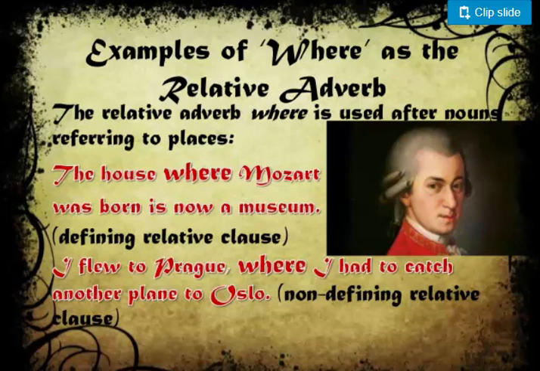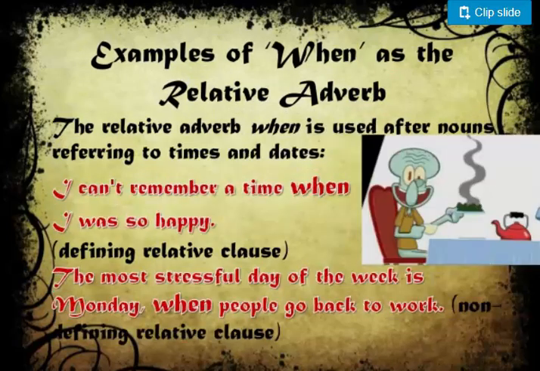So it is a non-defining relative, meaning it gives extra meaning which is not necessary or not needed. So an example of when as an adverb. The relative adverb when is used after a noun referring to time and date. So the adverb where showed a place, but when do we use when? We use when to show a time or date.